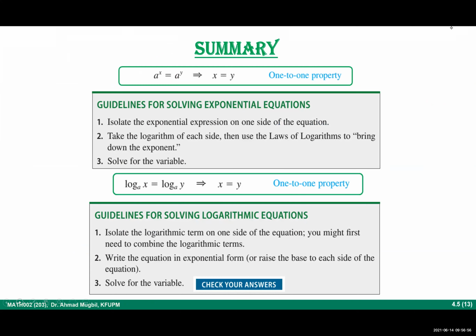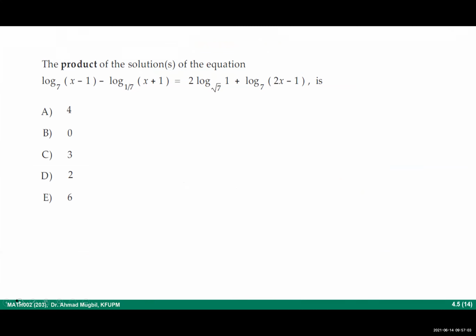Of course, the summary is here, but we need to do more practice. We will, inshallah, solve also some old exam questions. Yes, let's solve this one together. Please take a pen and paper and start to apply the skills that you learned today. The product of solutions of these equations is... Take a pen and paper and start to practice. Imagine that you are in the exam and this is a question that you want to solve.